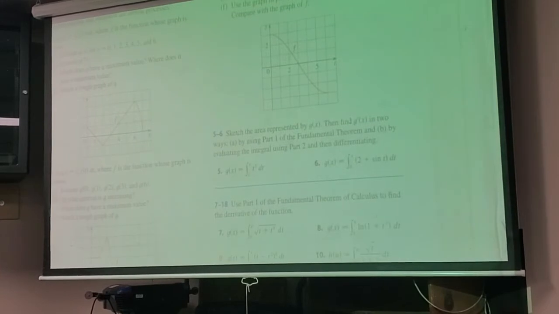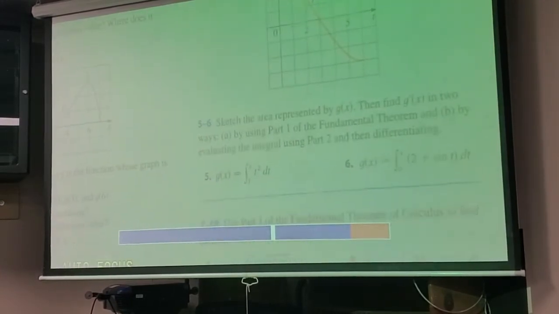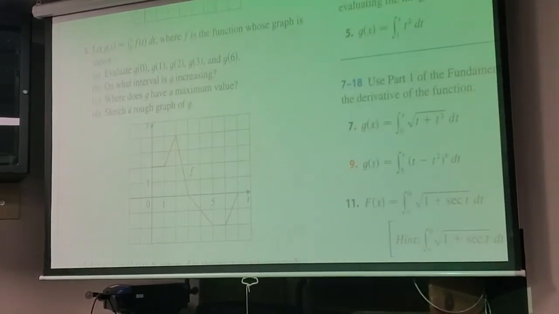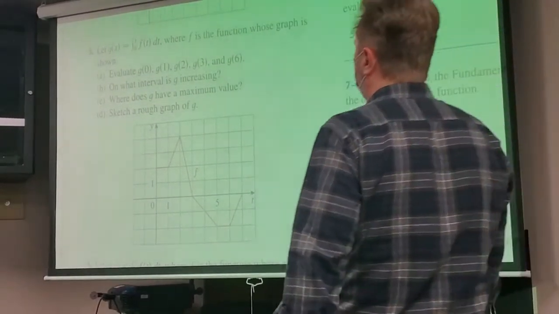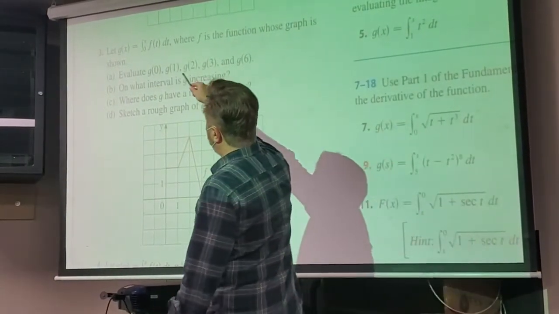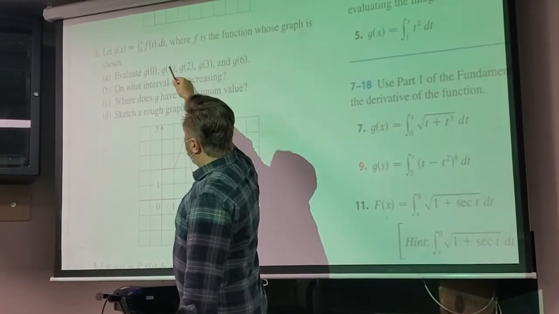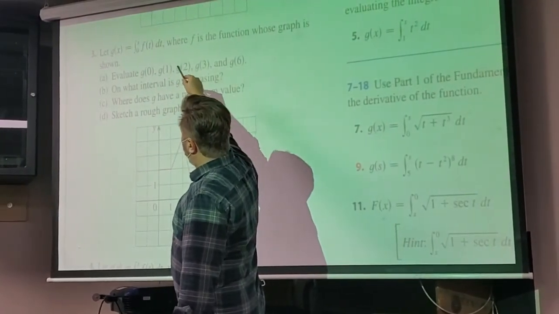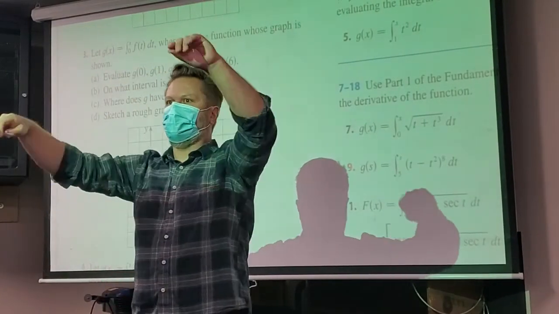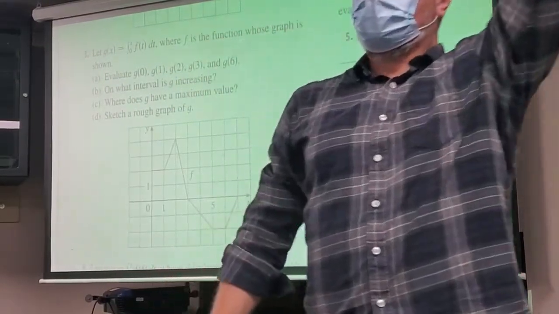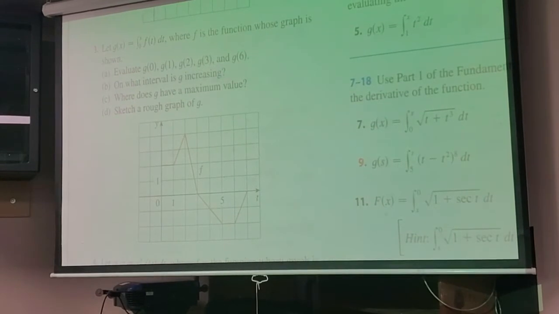So I'm going to look at number 3 on page 399. They have set up a function to be the area under f of t from 0 to something, whatever I want it to be. So let's do part A together.